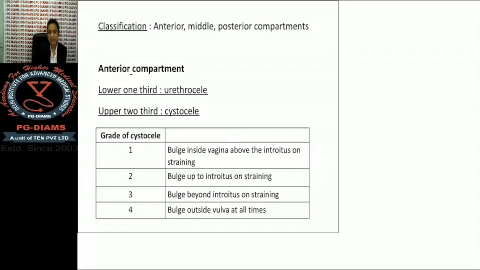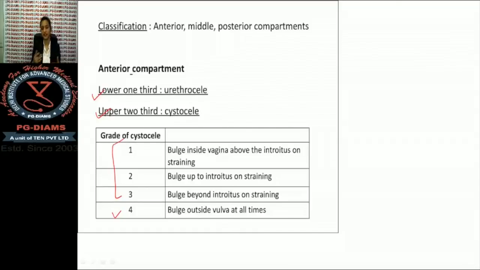Prolapses are further classified or graded into various grades depending on how far they are from the introitus. Lower 1/3 of anterior compartment prolapse is called urethrocoele. The upper 2/3 is called cystocele. Upper 2/3 will be further classified into 4 grades. Remember, first 3 are on straining and fourth is without straining. First is above the introitus on straining. First grade of cystocele is when the bladder with the anterior vaginal wall has descended below but has still not reached the introitus. And this is on straining.